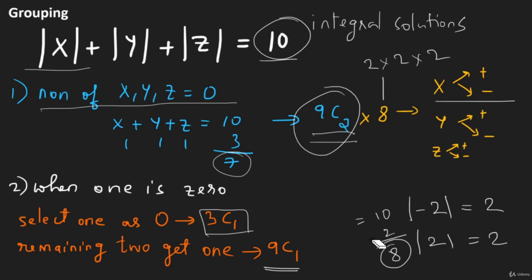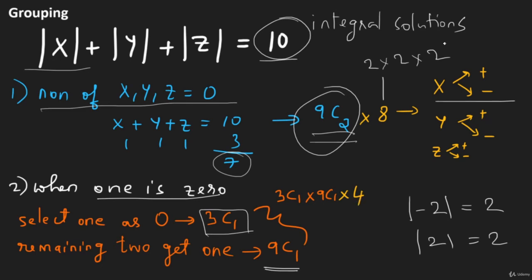Alright, let's move on. Now over here I have 3C1 ways of selecting 1 as 0, and the remaining can have 9C1 distributions. So that's 3C1 into 9C1 ways in which one of them is 0 and the remaining are such that when you take the mod and add, you get 10. Now remember, because it's mod, the remaining 2 can have each positive or negative values. Therefore, you need to multiply 3C1 into 9C1 with 4. This 4 is 2 into 2, right? This 4 over here is 2 into 2.